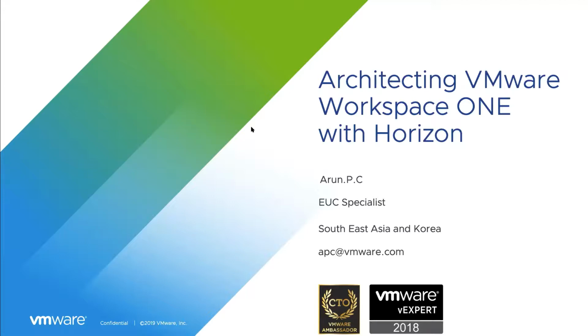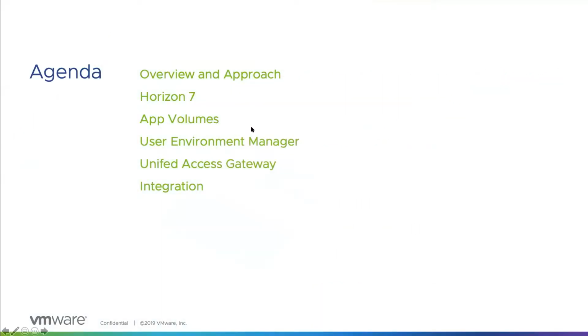So let's start. The agenda is like this. We first look at the overview and the methodology of how to design Workspace ONE with Horizon. We look at the approach we take and certain components. The emphasis of this webinar is around Horizon, which is the virtual apps and desktops piece of the product. While Workspace ONE is a very broad solution with Workspace ONE UEM, IDM and so on, this session will be centered around Horizon. But the first section, overview and approach, will talk about the suite as such.